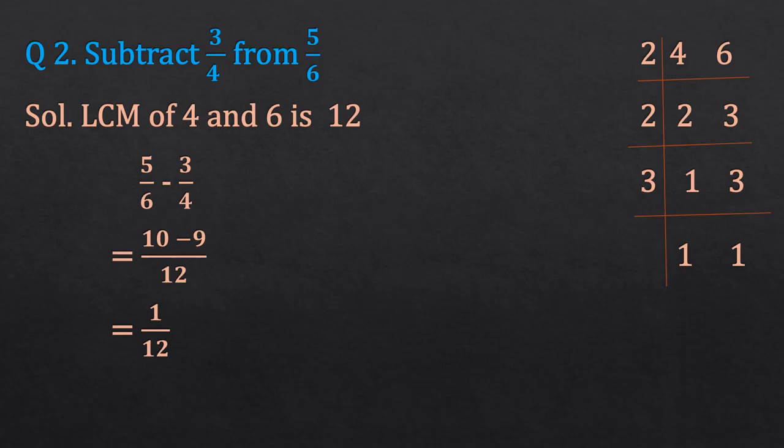Take the LCM of 4 and 6. Denominator का LCM लेना है. So take the LCM of 4 and 6, which is 12. Okay. So write down the common denominator now. 12.